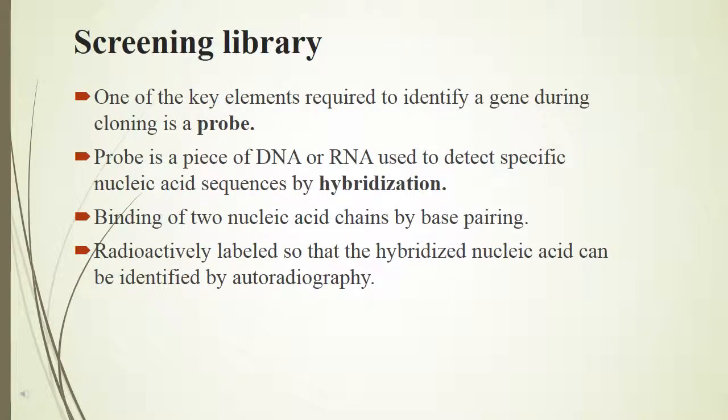Next is screening library. One of the key elements required to identify a gene during cloning is a probe. Probe is a piece of DNA or RNA used to detect specific nucleic acid sequences by hybridization, which also means binding of two nucleic acid chains by base pairing. Probe is radioactively labeled so that the hybridized nucleic acid can be identified by autoradiography.